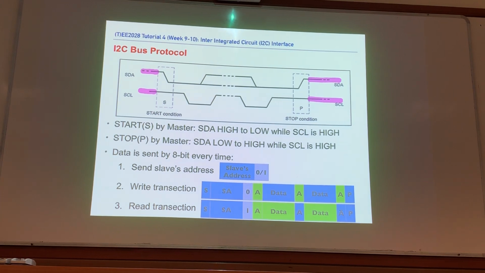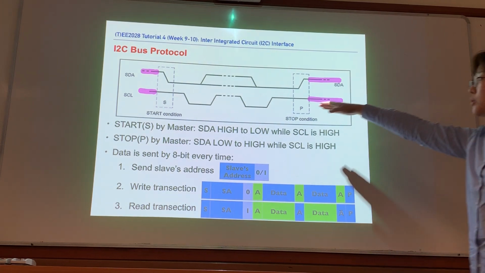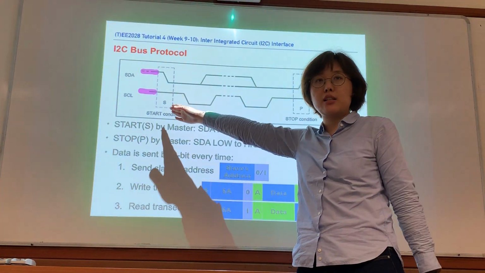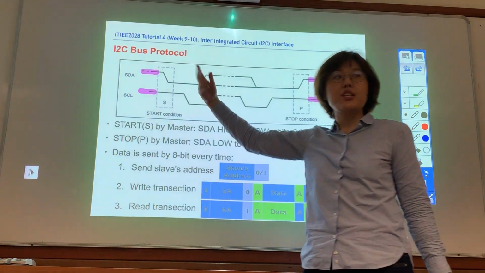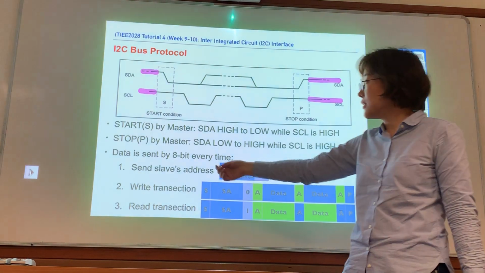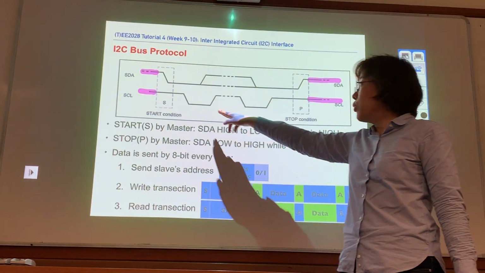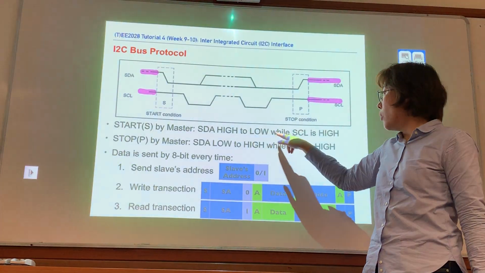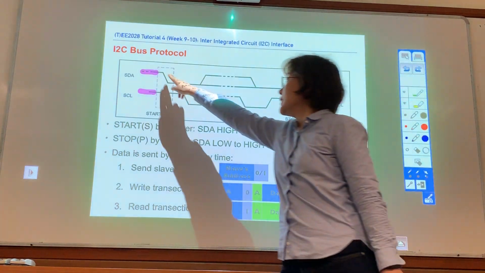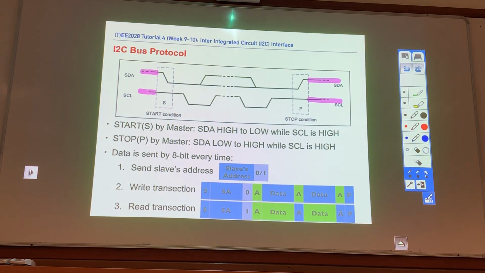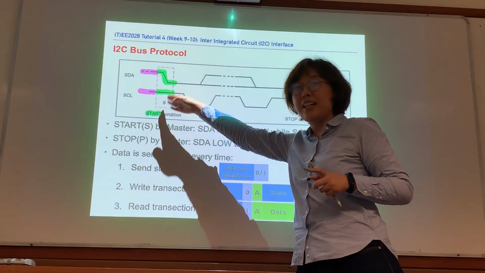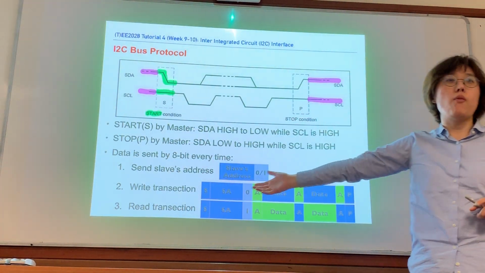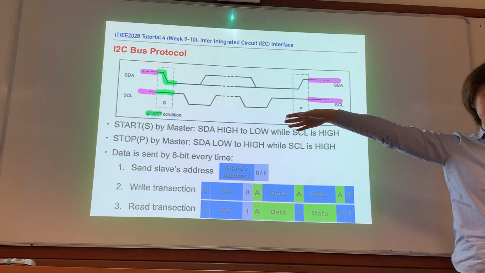Okay, if no one is talking, your channels are high. So to initiate a communication, the master will send a start. How to indicate there is a start? The way is your master will pull down your SDA while SCL is high. So this is the characteristic for start. The devices connected to the channel, once they see a pattern like this, know there's one master who wants to talk to someone. So this indicates a start.